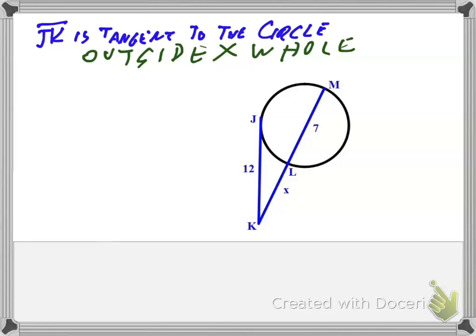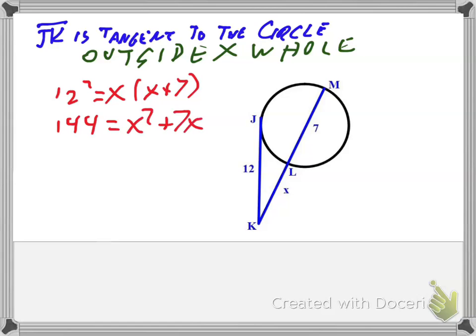So the first one, JK, the outside and the whole thing are both 12, right? So we have 12 squared equals, let's see, the outside is x, and the whole thing is going to be x plus 7. All right, so this is going to be a little bit annoying. This time we are going to distribute. So we have 144 equals x squared plus 7x.